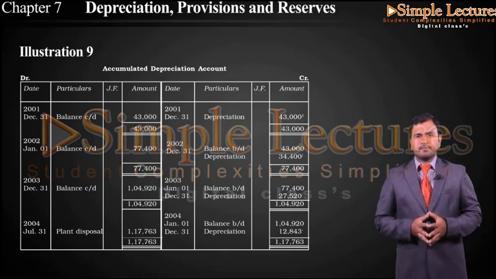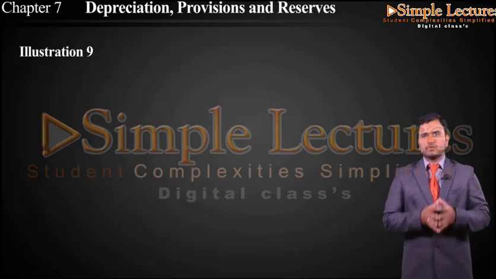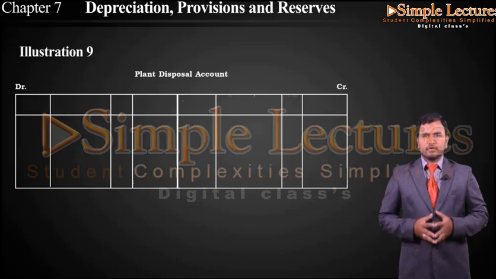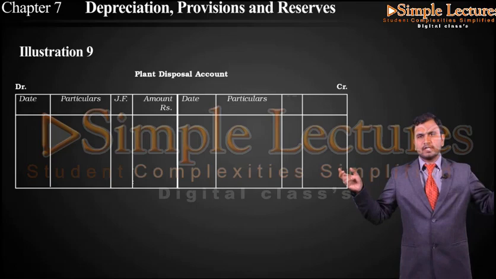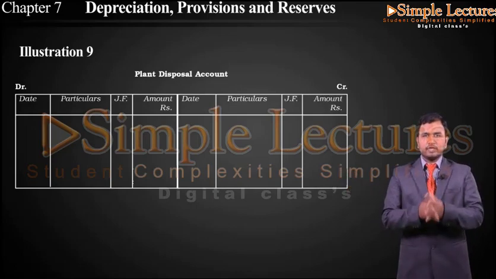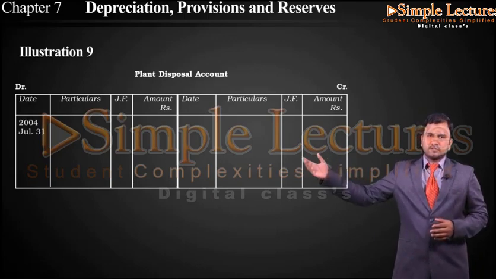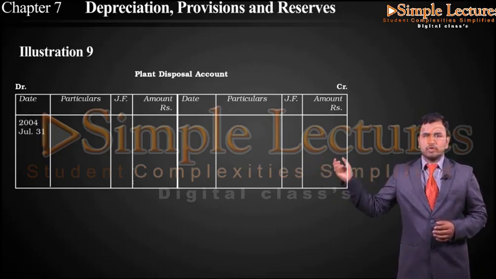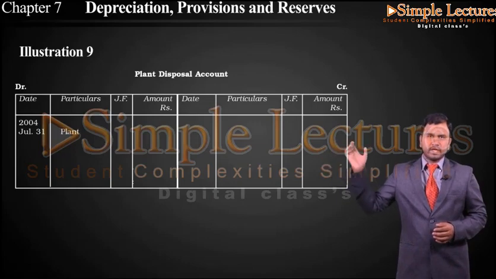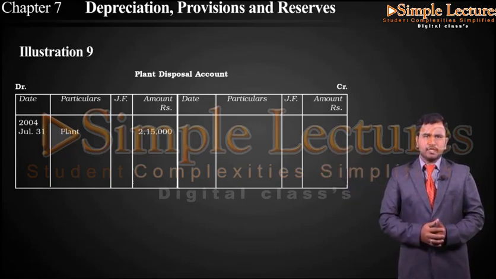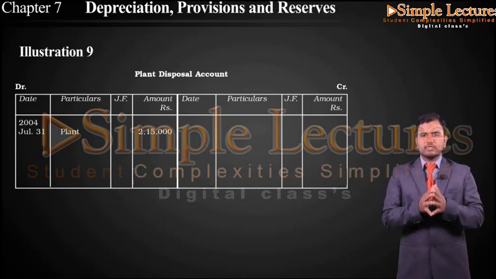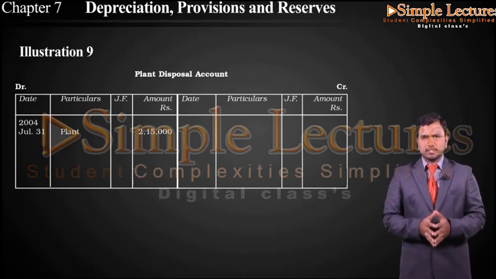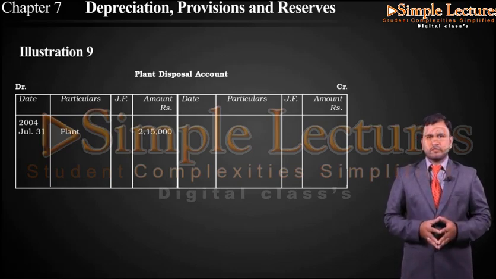Then let us prepare a plant disposal account where we are going to dispose the asset. So the format remains the same: date, particulars, journal folio, amount, and date, particulars, journal folio, amount. Where the plant original cost will be considered in the debit side, July 31st 2004, and the entry will be plant, and in the amount column 2,15,000. In the credit side we are going to show the depreciation and the cost we have received from the insurance company, and the difference will be profit or loss.